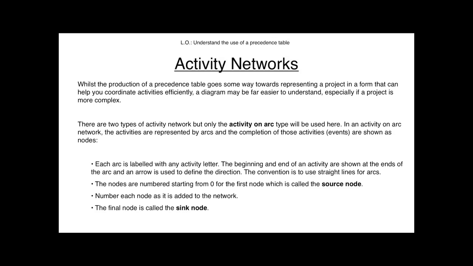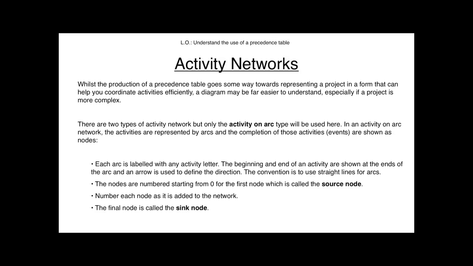So something to have very, very clear in your head. The activities, so all the different tasks, are represented by arcs. I'm looking at the second paragraph here. And the completion of those activities are shown as nodes. So each arc is an activity, so we label it with an activity letter. And we usually use an arrow because we're moving from one to the other.